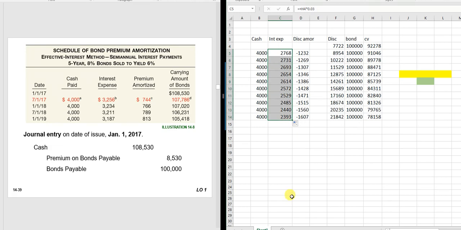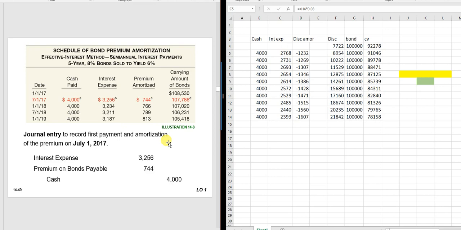And now I'm going to drag it down. Okay, so now this is going to be a negative sign simply because in my other ones, my interest expense was more than 4,000, but it's not going to change the entry. So let's look at the entry here. Notice I have interest expense and cash: debit interest expense, credit cash. Cash is always going to be the $4,000 right here in every one of them. And now, what did I do wrong?